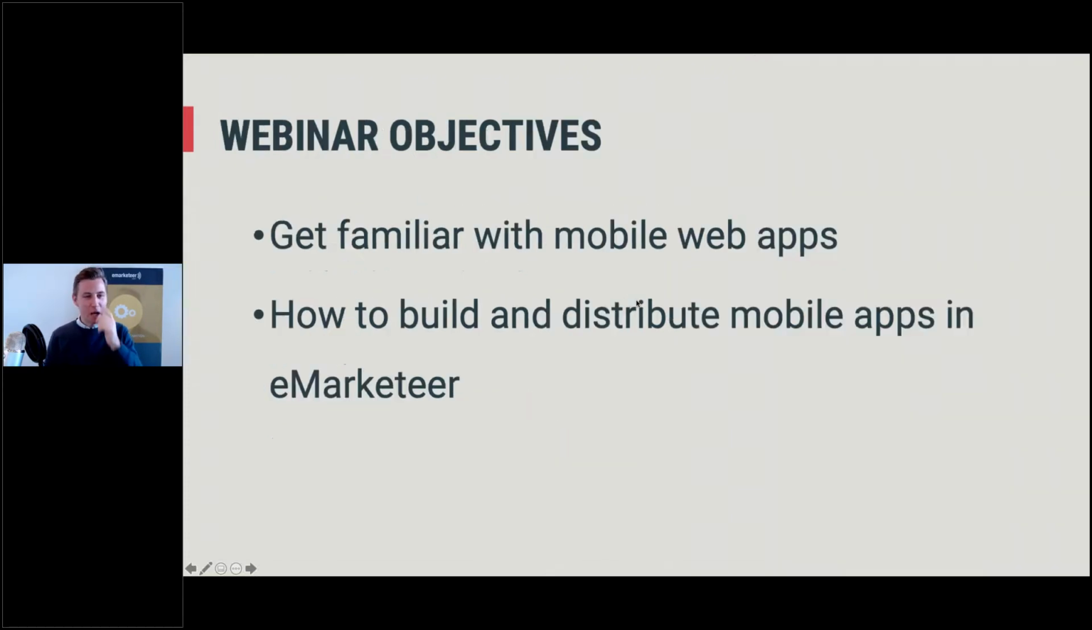So today, the objective is to get familiar with mobile web apps in general, and of course, how to build them and distribute them in eMarketeer. I'm betting that a lot of you are using eMarketeer primarily for your mail campaigns, newsletters, maybe some surveys and forms, but haven't really ventured into the app space yet. And this is a great opportunity, if for nothing else, to try just to build the app for yourself to see how it works. And I'm sure ideas will start popping up on how you could be using those apps for customers, for prospects, and for staff, for your colleagues.